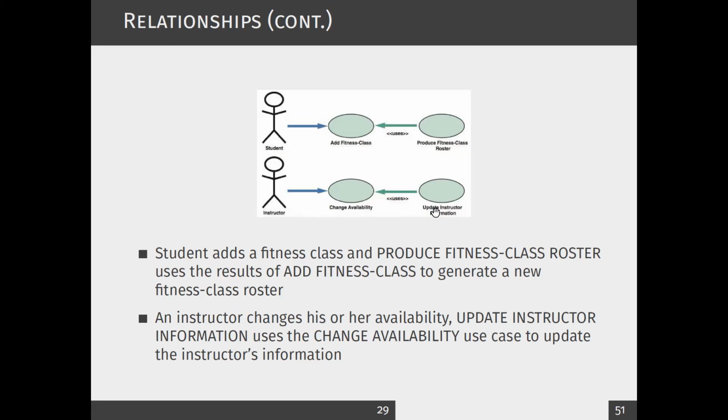Look at the second one. We have instructor change availability and update instructor information, which uses this use case. So instructor changes his availability. That means whether he could take that particular class or not. That means this will change instructor availability in the system.